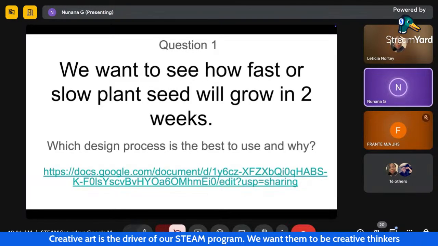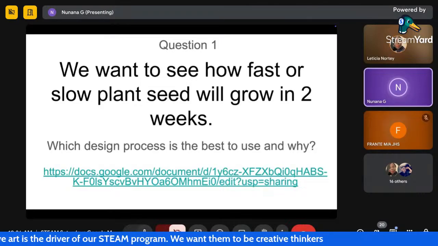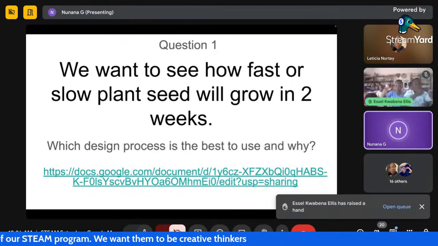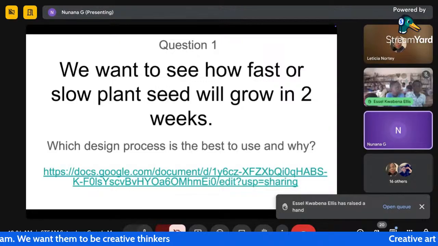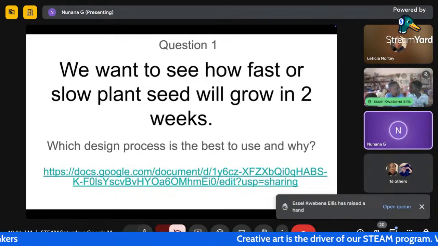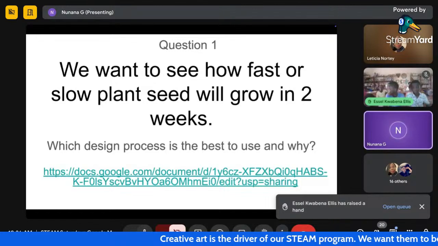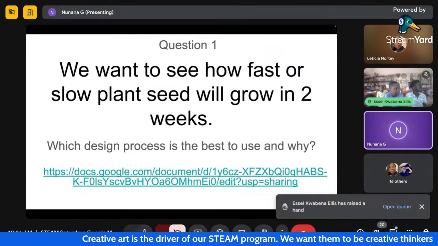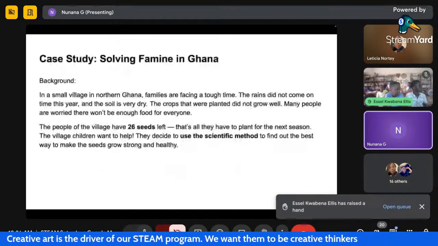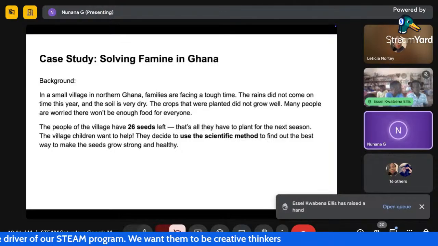And then you guys are going to use the scientific method to design an experiment and come up with a hypothesis. You're going to ask the question, which seed is going to grow the fastest? Second is to come up with your prediction. So this is a case study.